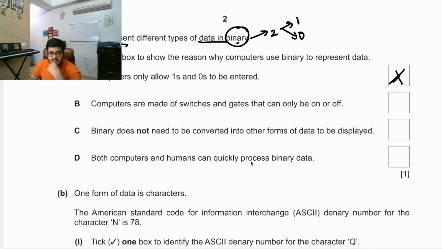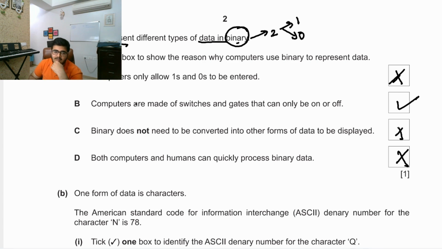Both computers and humans can quickly process data. That is also not true, because we have high level languages which are close to English terms and hence make it easier for humans to understand. Binary does not need to be converted into other forms of data to be displayed, which is also not true. So by the method of elimination, the correct answer is this.